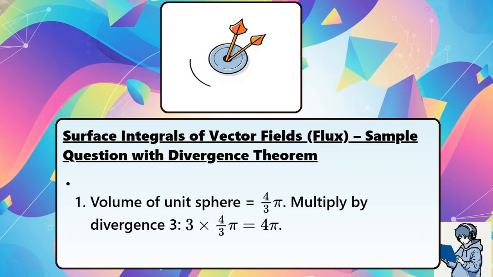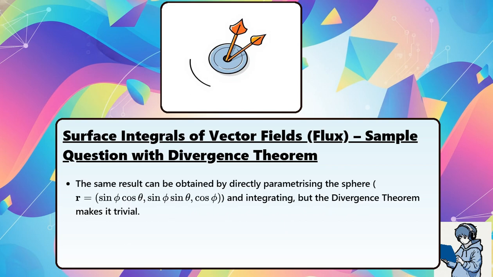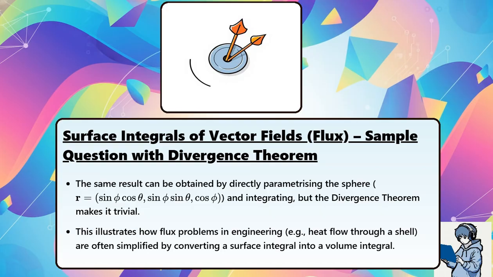The volume of a unit sphere is 4/3 pi. Multiplied by the divergence, 3 times 4/3 pi equals 4 pi. Thus the total outward flux is 4 pi. The same result can be obtained by directly parametrizing the sphere, r equals (sin phi cos theta, sin phi sin theta, cos phi), and integrating, but the divergence theorem makes it trivial. This illustrates how flux problems in engineering, for example heat flow through a shell, are often simplified by converting a surface integral into a volume integral.